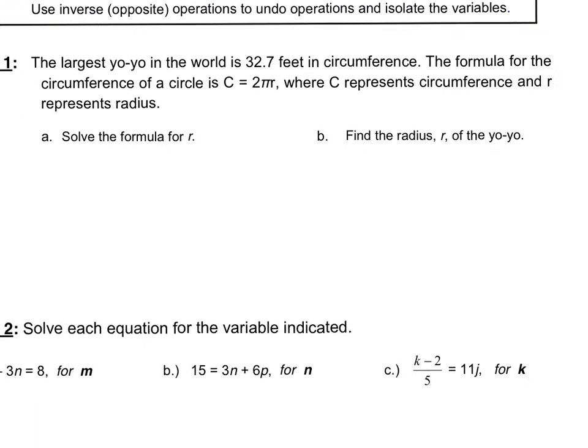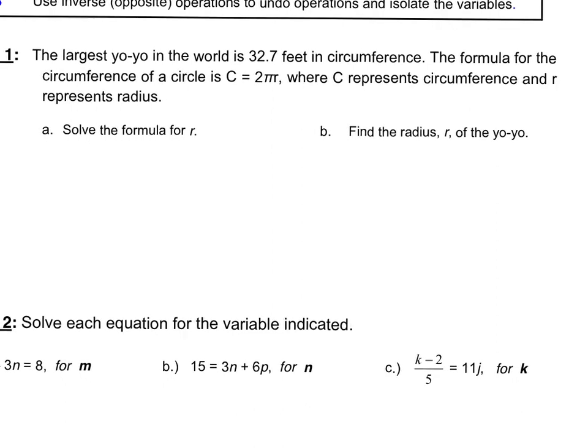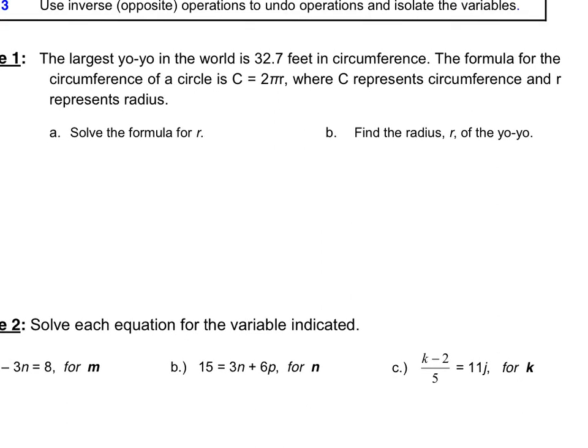The largest yo-yo in the world is 32.7 feet in circumference. The formula for the circumference of a circle is C equals 2 pi r, where C represents circumference and r represents radius. Solve the formula for r. So we're using the formula, or the literal equation, C equals 2 pi r, and we're solving for this r right here. So I'm trying to isolate r.